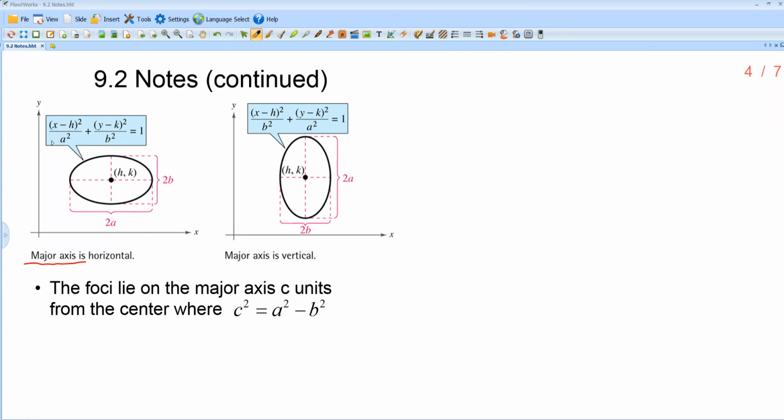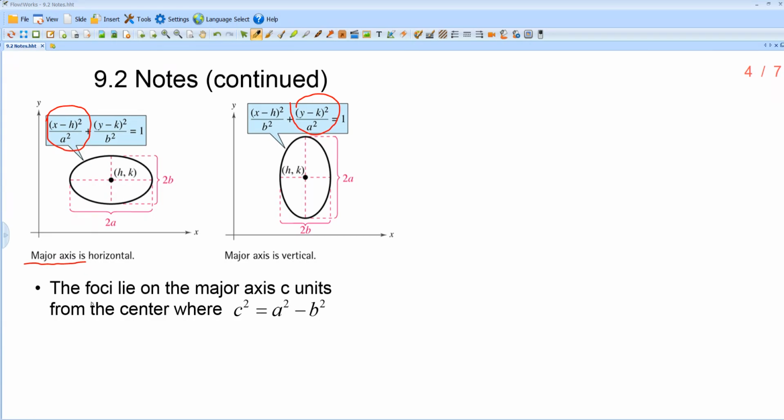Notice in this equation, the a squared is underneath the x term. And again, that's what tells us that the major axis is the horizontal. On the other hand, when a is underneath y squared, that tells us that our major axis is the vertical, and hence we're going to have an oval that's more narrow and tall.